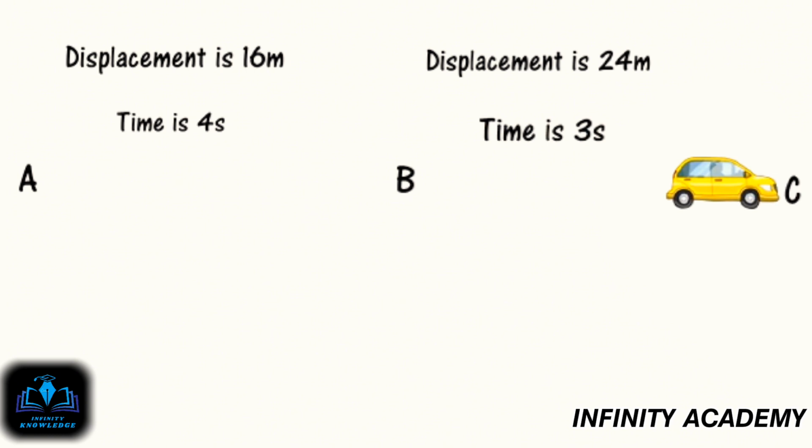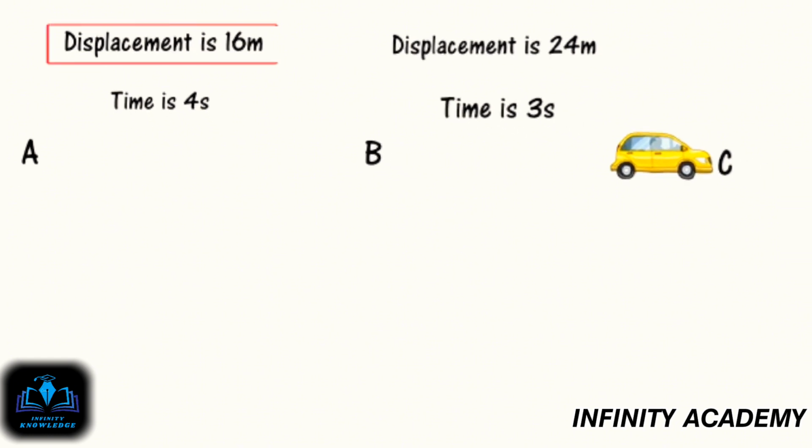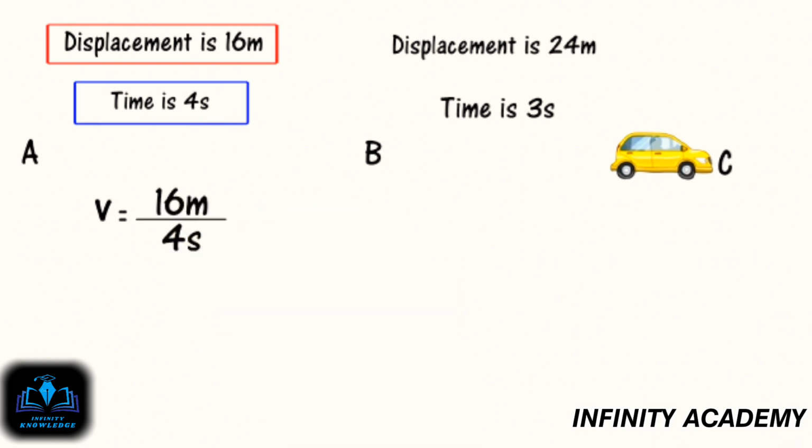Now here we will find the velocity of the car from point A to point B, and we know that velocity is equal to displacement divided by time. Here the displacement is 16 meters from point A to point B, and the time taken by the car to move from point A to point B is 4 seconds. So velocity is equal to 16 meters divided by 4 seconds, and we get velocity equal to 4 meters per second. So the velocity of the car from point A to point B is 4 meters per second.